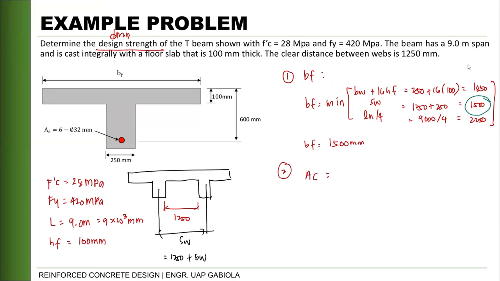So calculating using the formula of T is equals to C. So A is Fy over 0.85 F prime C. So that is 6 32, so pwedeng 6 times 804. So yung 804 is just the area of 32 mm. So pi over 4 times 32 squared. So basically 804 yung kanyang rounded value. So 6 times 804, that is 4824.